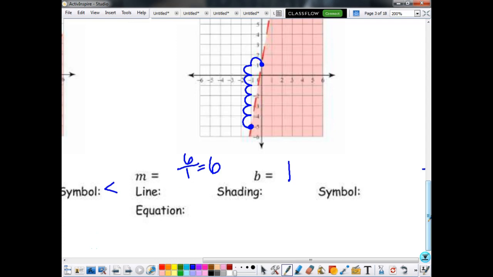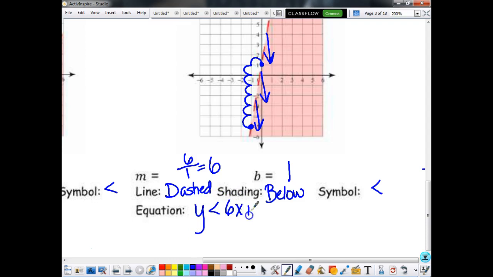Okay, so my line is dashed. And my shading is below. So dashed and below, if you look at your chart, would be the less than. So my equation would be y is less than 6x plus 1.